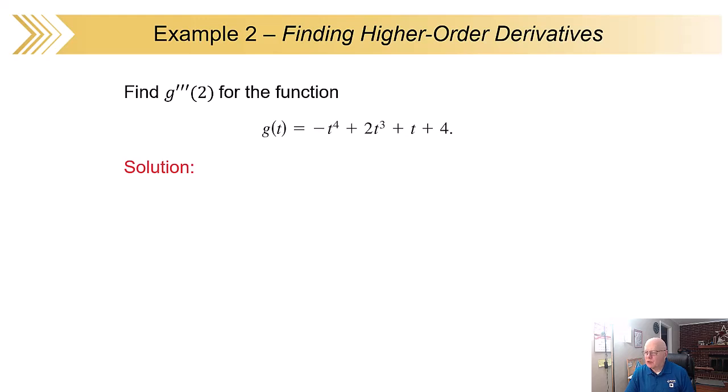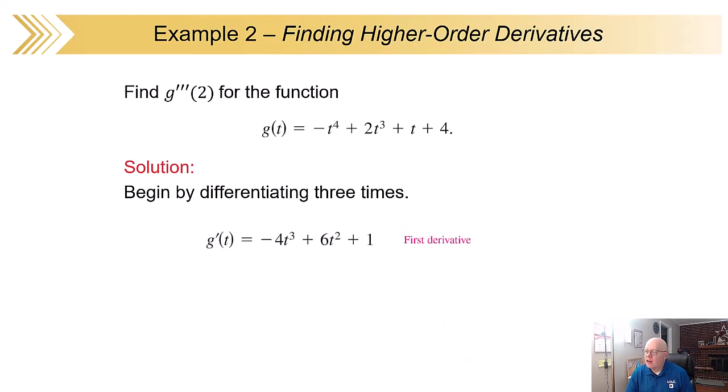All right, let's get to an example. Notice we want the 3rd derivative and we want it evaluated at 2. So how do we start? Well, we're going to differentiate 3 times first. Forget the 2. Hear me? Forget the 2. You have to find the derivatives first and then you put in the 2. So here's your first derivative. Could you do that?